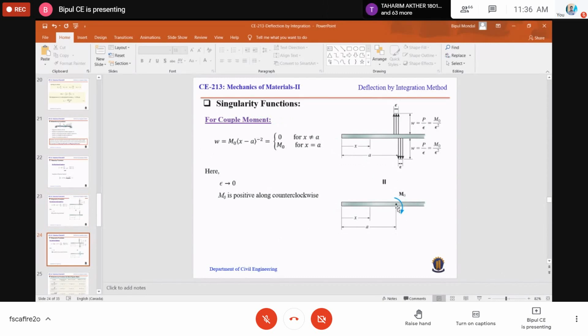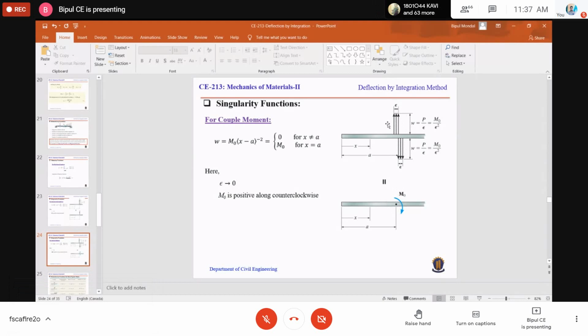So moment is what? Force into lever arm. So moment is nothing but two forces of equal magnitude, acting along opposite directions. Okay, so we can simply replace this moment by two concentrated forces. One force is acting upward, another force is acting downward.